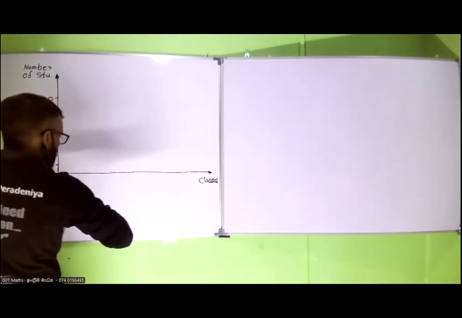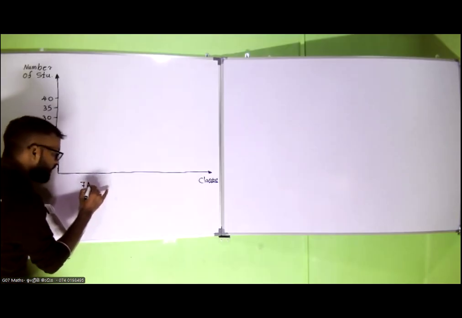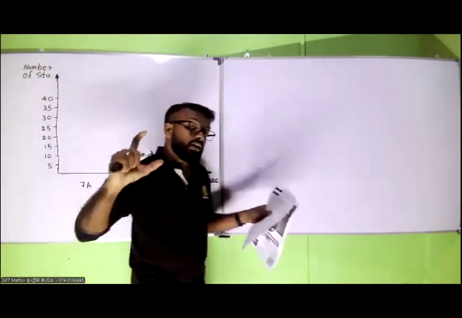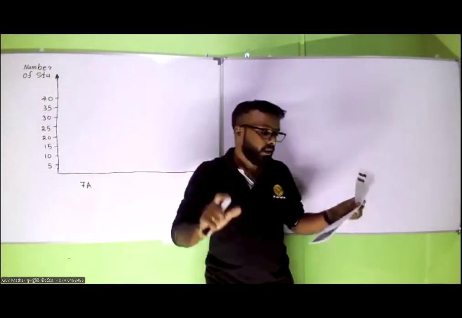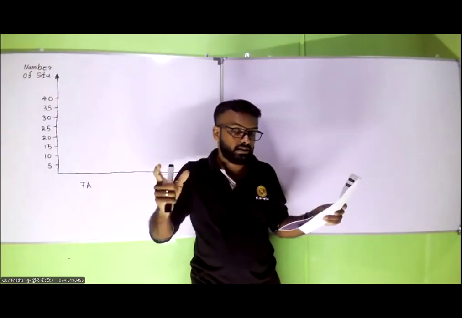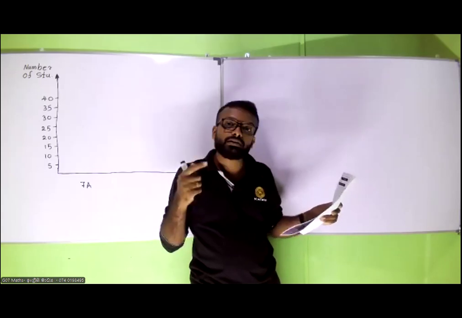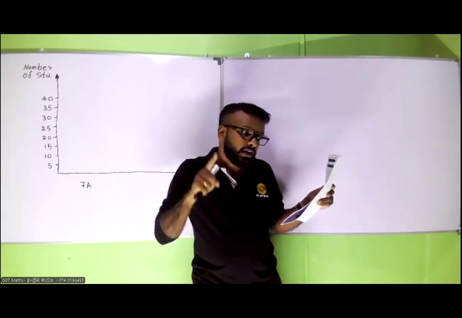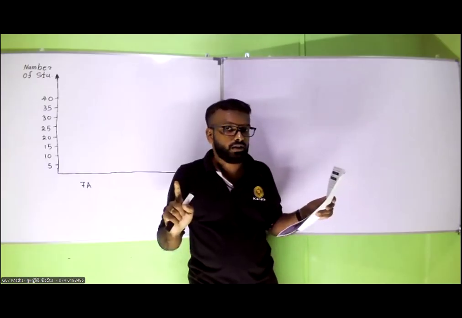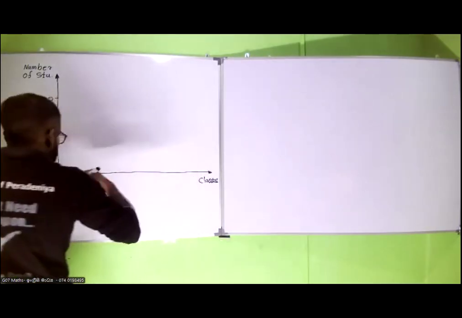And I am going to mark my 7A class first. This is my 7A class. Now, under the 7A class, I am going to mark the number of students who came. The attendance of the first week is 20, the attendance of the second week is 30, and the attendance of the third week is 35, for the 7A class. So, shall we mark it?